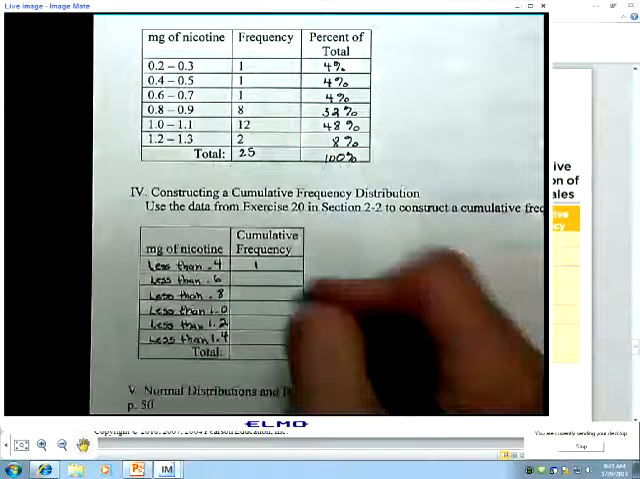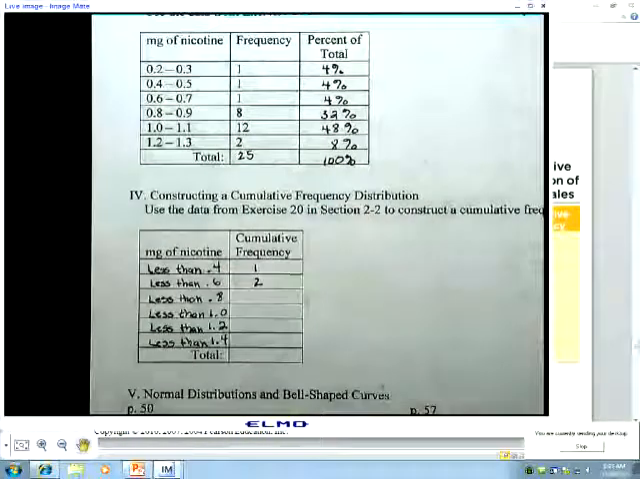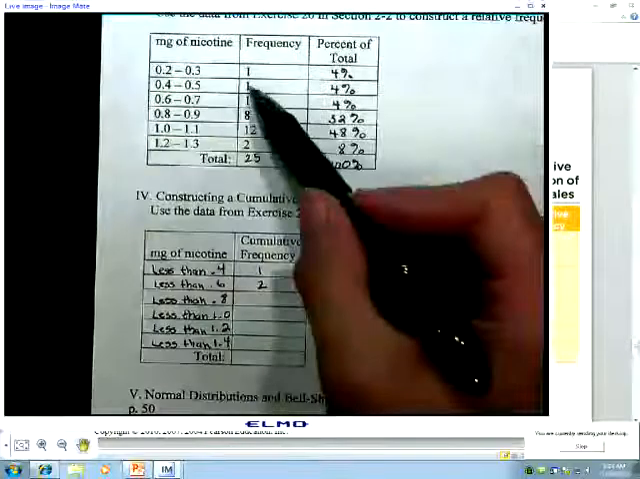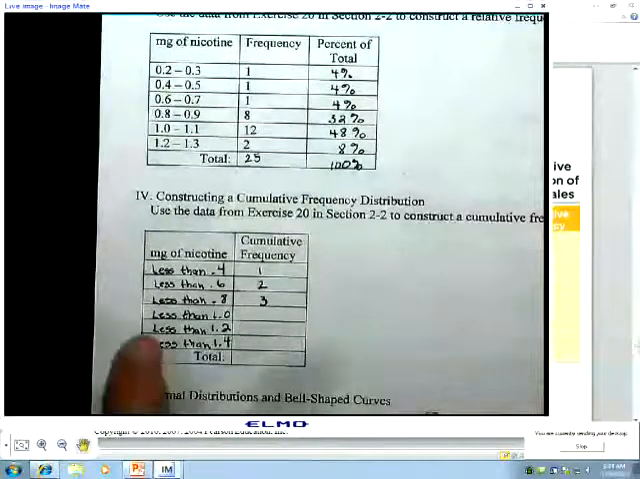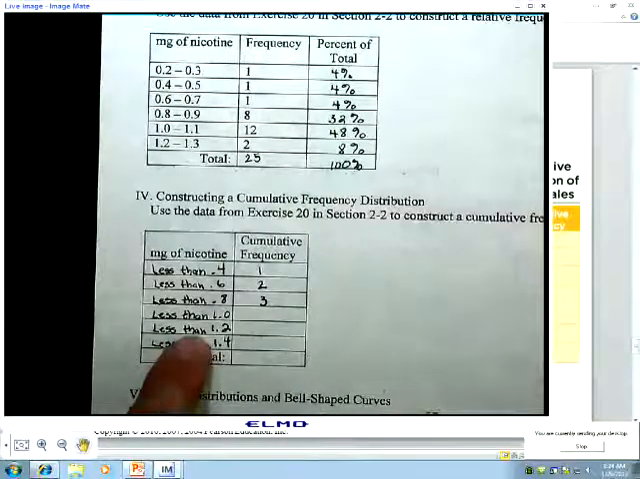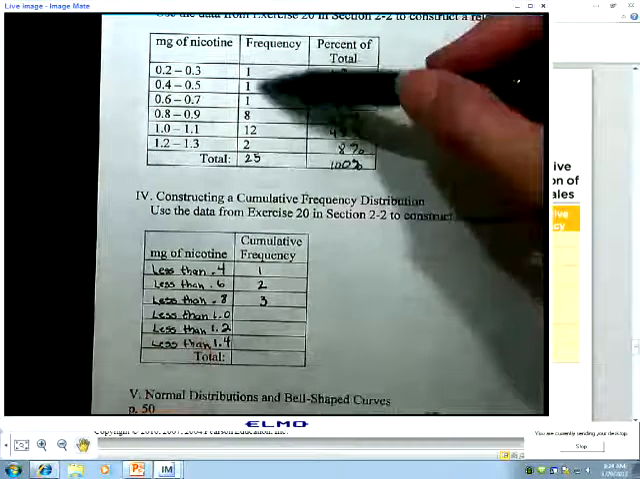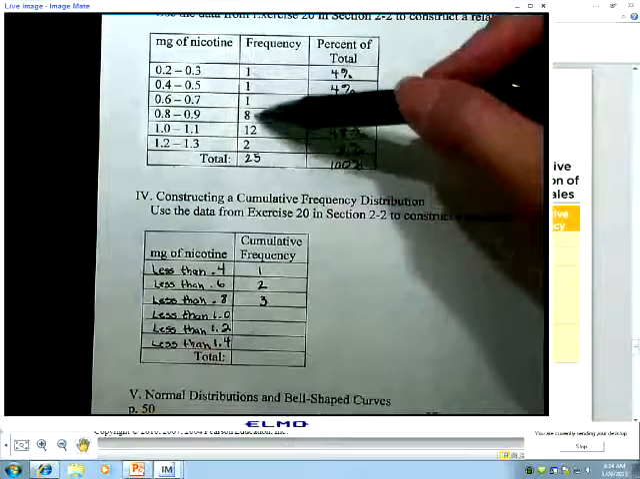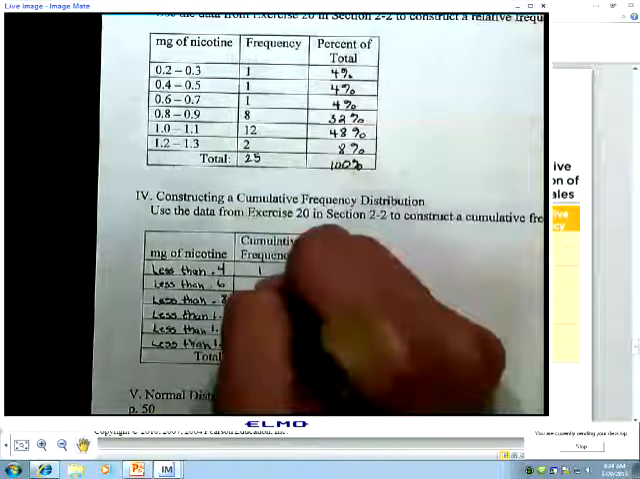How many brands had less than 0.8? Well, this one and this one give us 3. How many less than 1.0? These 3 plus these 8 gives you 11.